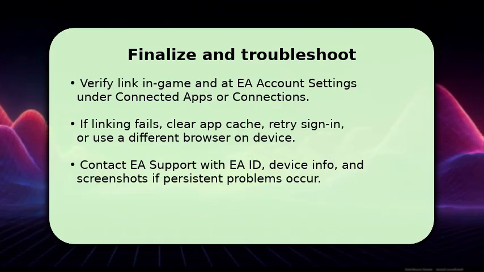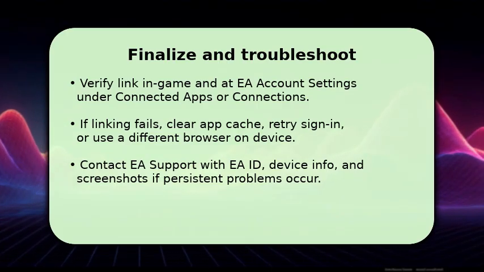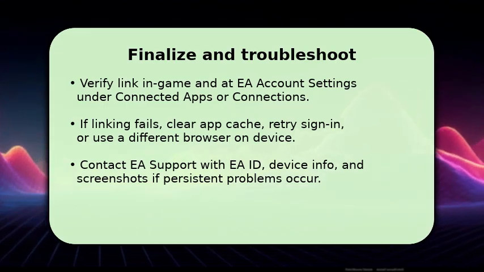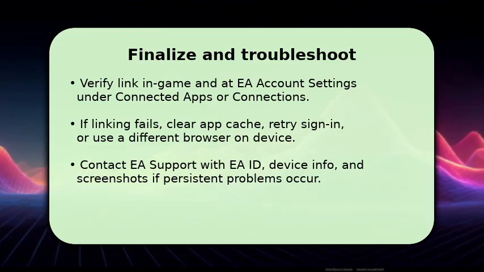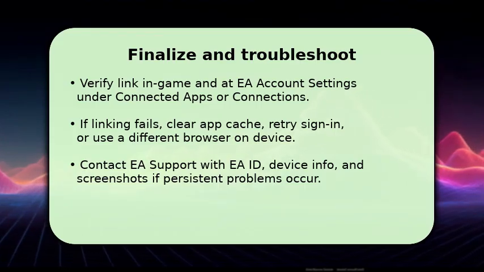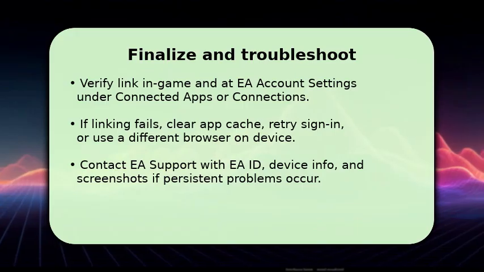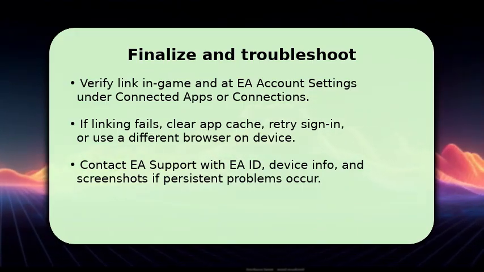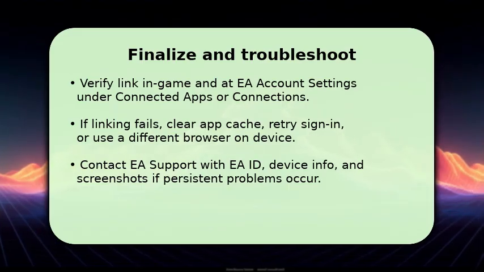If you don't, try clearing the game's cache, updating both apps, and repeating the link flow, or sign in via a browser and attempt linking there. If errors persist, gather your EA ID, device model, error messages, and screenshots. Then contact EA support so they can resolve mismatched account ID or permission issues.